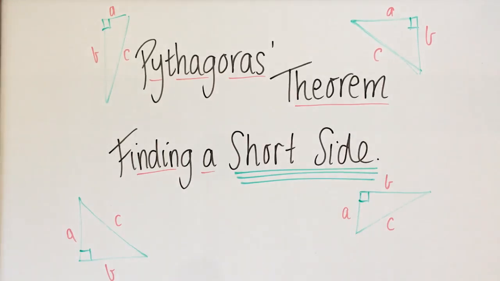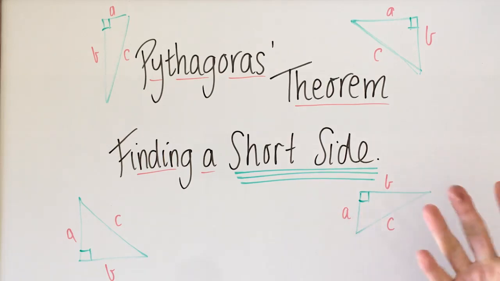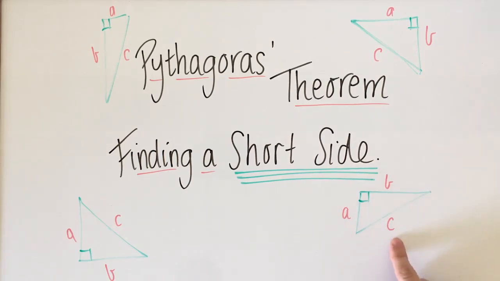All right, so in this video we're going to be using Pythagoras' theorem again, but today we're going to be looking at finding a short side. So a short side being A or B instead of the hypotenuse, which is C.